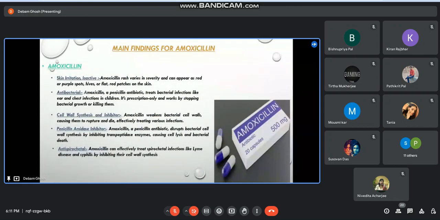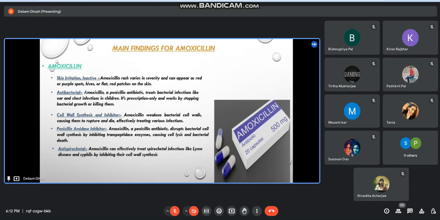Now the main findings for amoxicillin. First, skin irritation inactive. Amoxicillin rashes vary in severity and can appear as red or purple spots, hives, or flat red patches on the skin. Second, antibacterial. Amoxicillin, a penicillin antibiotic, treats bacterial infections like ear and chest infections in children. It is prescription only and works by stopping bacterial growth or killing the bacteria.